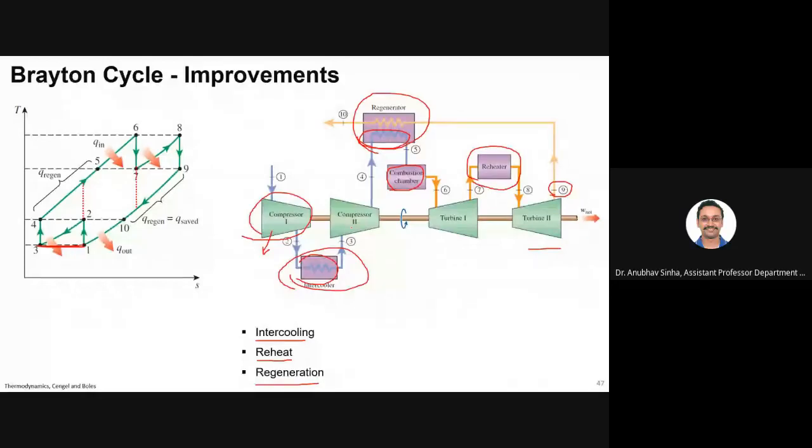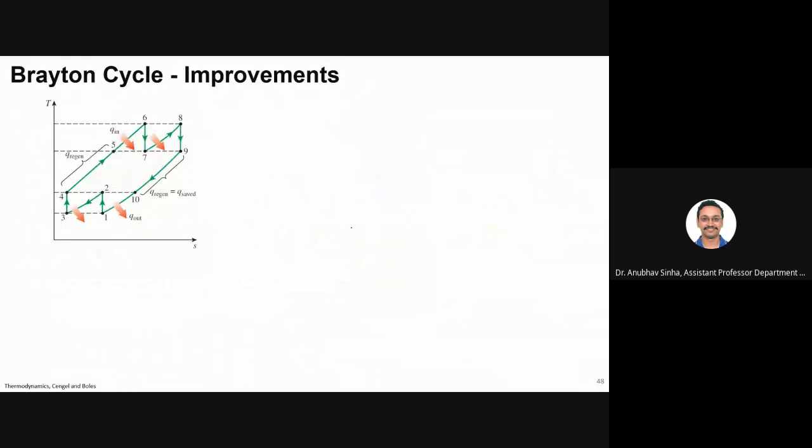Okay. Moving on. So now you see what changes these processes make. Sir, I have a question: is it necessary that this always improves the efficiency? Because we are increasing the work by this method, but Q in is also increasing. So there is also a possibility that the net efficiency decreases.